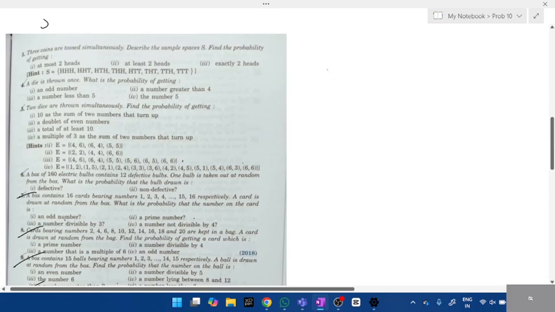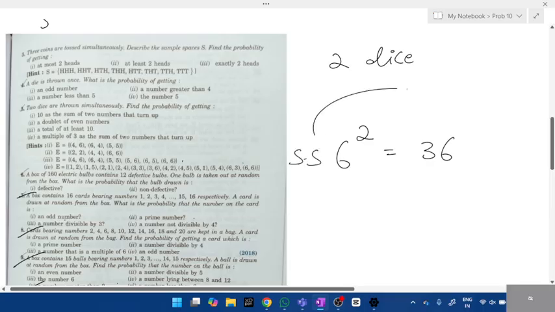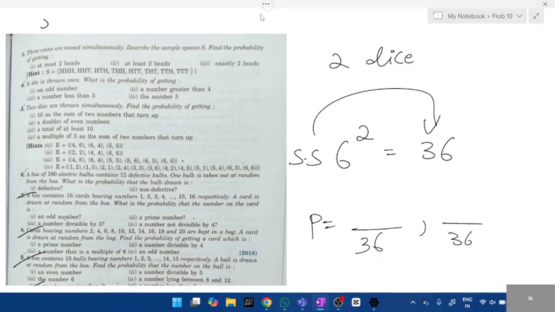And the formula we use, for example, we roll 2 dice. How many faces does a die have? 6 sides. 6 to the power of 2. How much is 6 to the power of 2? 36. 6 square is 36. So this is the sample space, which means we have 36 possible outcomes. In all the questions related to probability, you have to divide by 36.